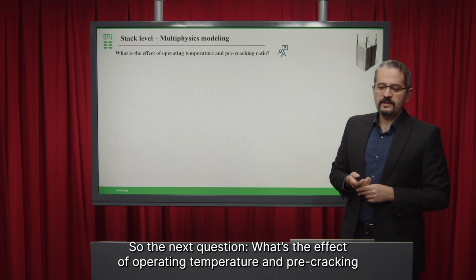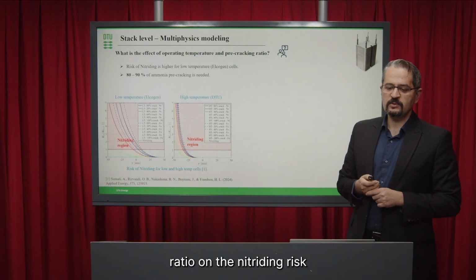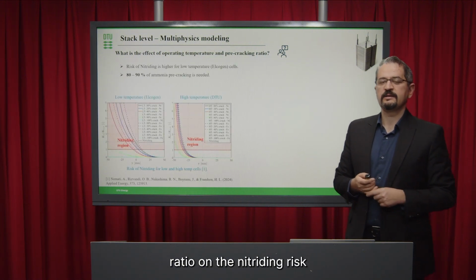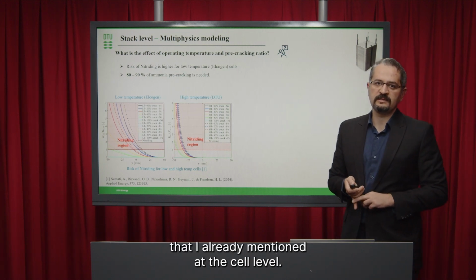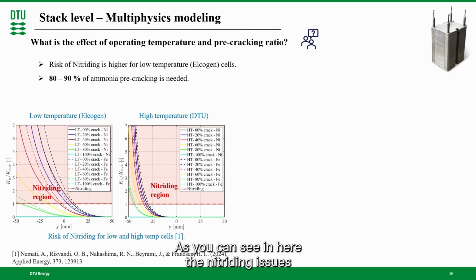So the next question: what's the effect of operating temperature and pre-cracking ratio on the nitriding risk that I already mentioned at the cell level? As you can see here, the nitriding issue is a much more problematic thing at low temperature.